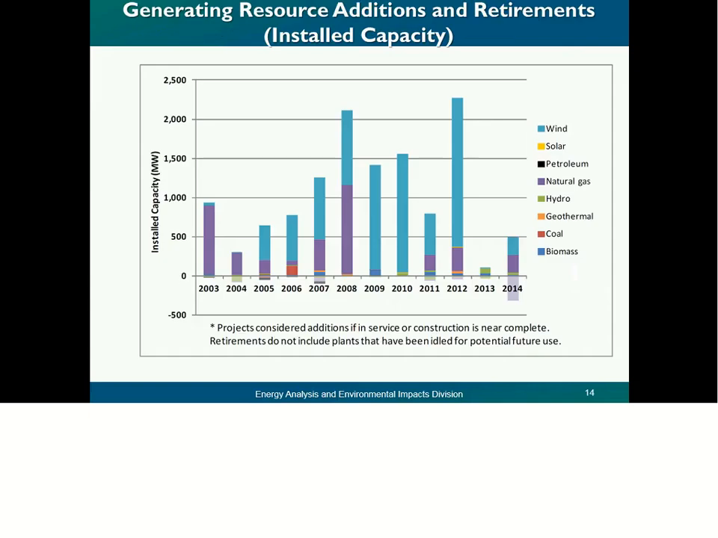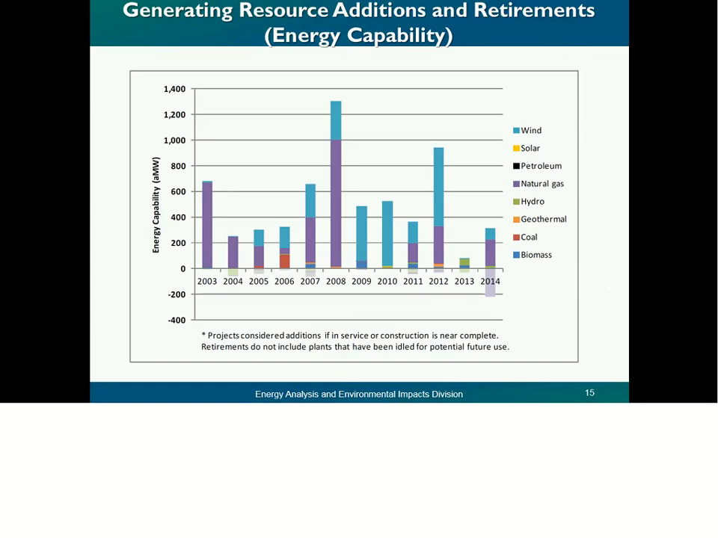Okay, generating resource additions. So you need to track what's happened, where your fleet is today, what's been added, what's been retired. This is capacity, so we do an inventory, basically. Here's what we got. This is what's going to stay. This is what's going to go. A forecast of existing resources.